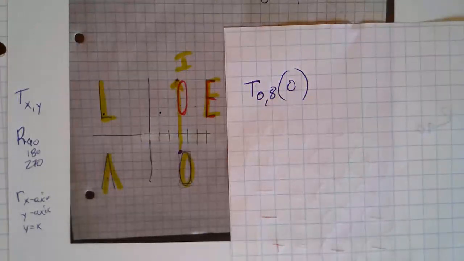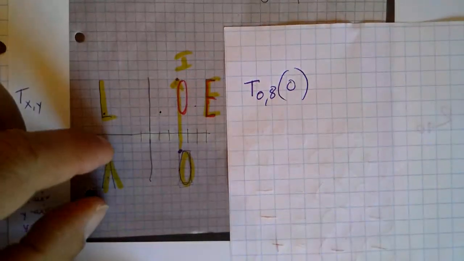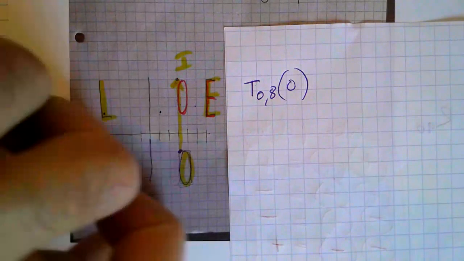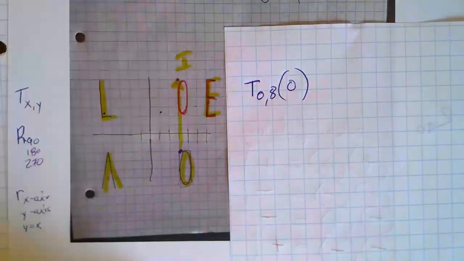The V is the hardest one, right? The V is the hardest one because it's a rotation. Rotations are hard to see. But look, the V is facing down. If I rotate it around 180 degrees, it's going to be facing up.